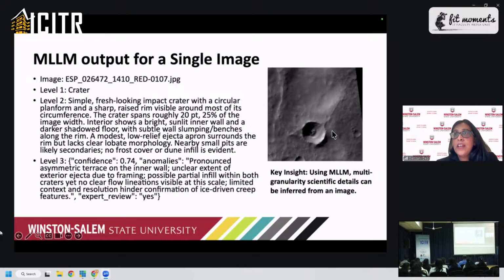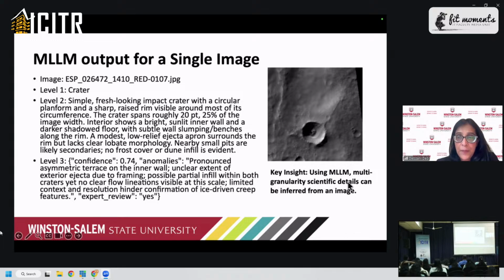And as an anomaly, it flags anomalies like the asymmetric terrace and recommends expert review because it is not very confident about the generation of its description. So you can see that all this is coming from a single image and some good prompts. So no training, no label data, just intelligent prompting of a vision language model. And this is the power of the modern multimodal AI. So this is very powerful.